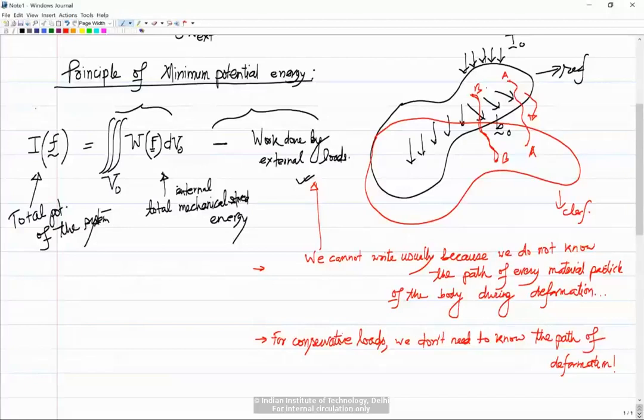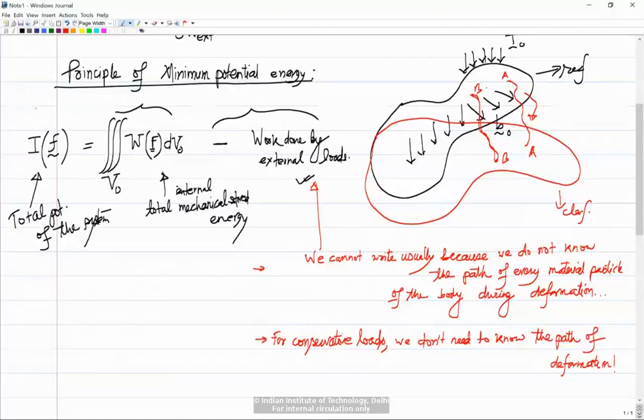Yeah, somebody has a question? Yes, sir. So we know that the gravity force is usually a conservative force, but how can we externally apply a conservative load? I mean, just like gravity is acting, it's a conservative force, isn't it?